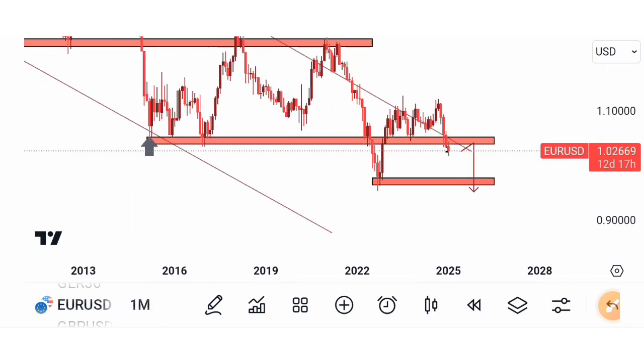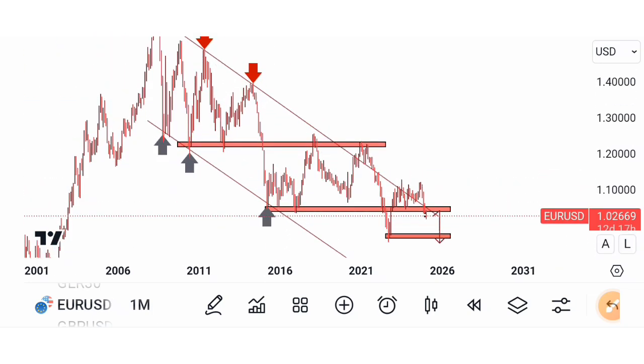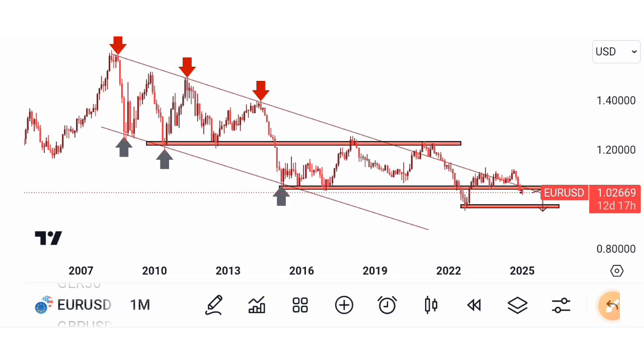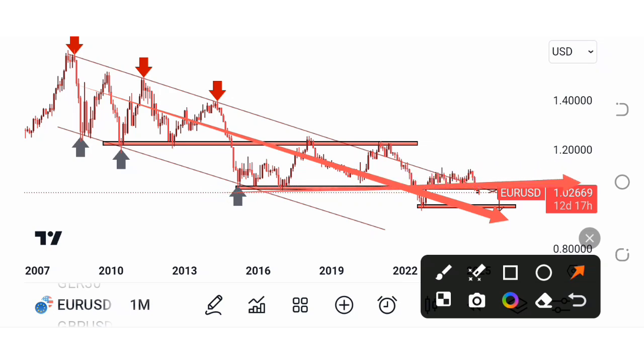So EURUSD on the monthly time frame, you can clearly see that this market is indeed bearish, right? Now, the reason why I say that this market is bearish is simply because you can tell that this market is in a bearish trend. It's going down, right? But not only that, we just broke below a very strong area of support over here.